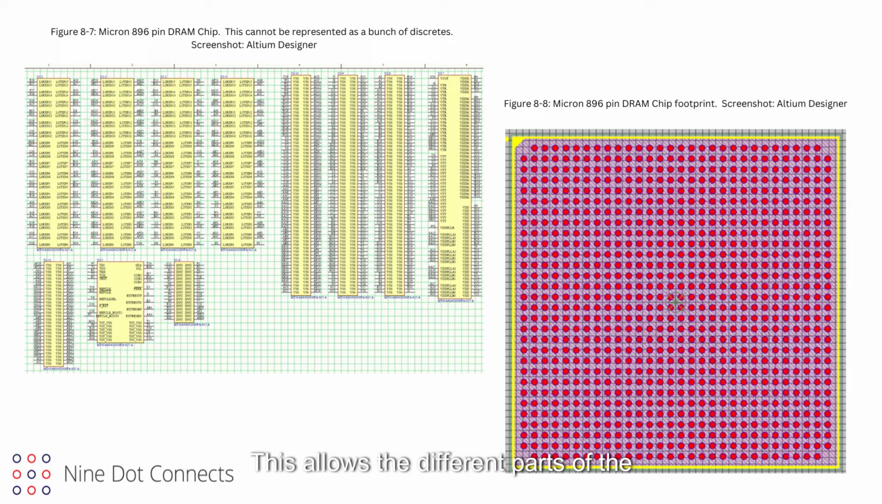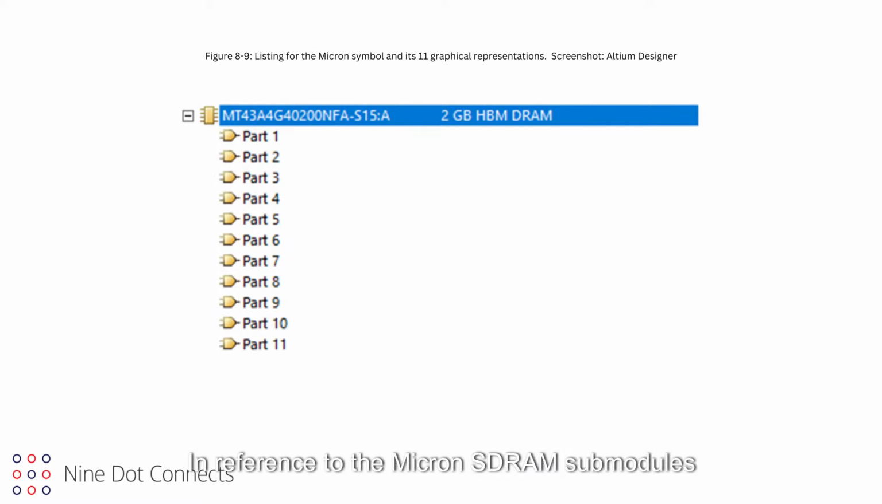A graphic that is a part of a multi-module symbol is called a submodule. This allows the different parts of the component to be placed on various schematics, while still being represented as a single footprint on the PCB and as a single line item on a bill of materials. In reference to the Micron SD-RAM submodules shown here, all 11 graphical representations need not be on the same schematic. In the symbol library, they are represented as parts of a particular symbol for the Micron chip.